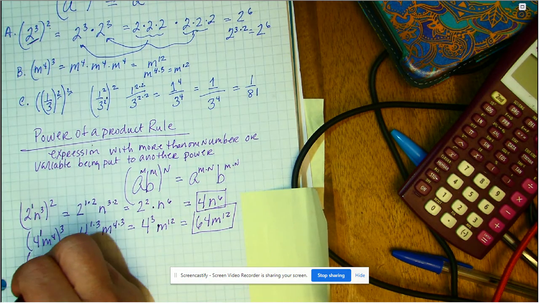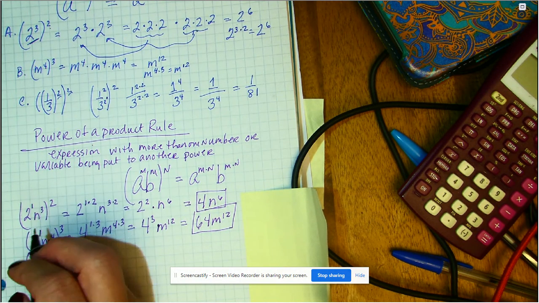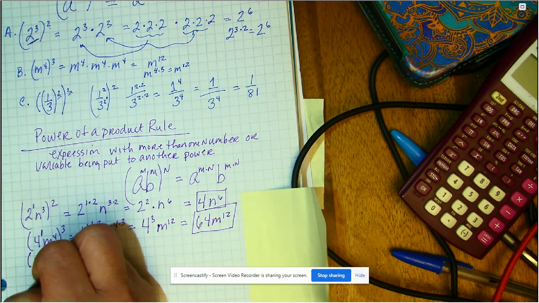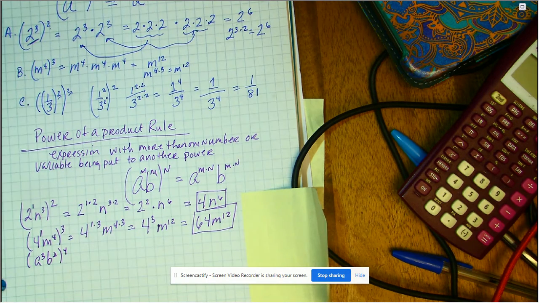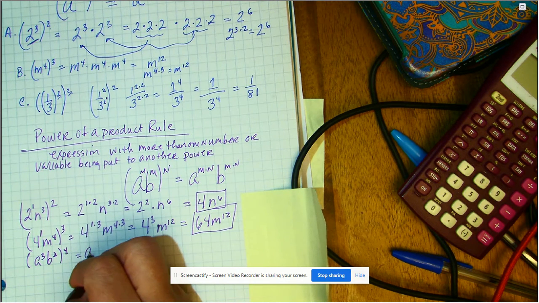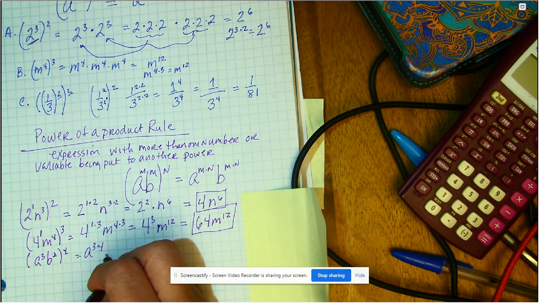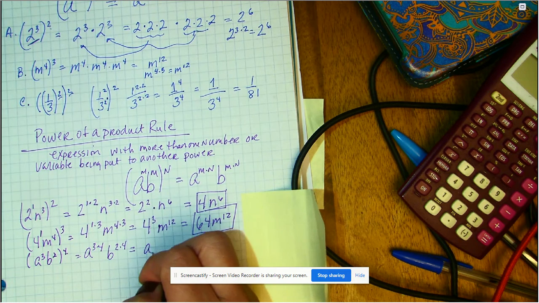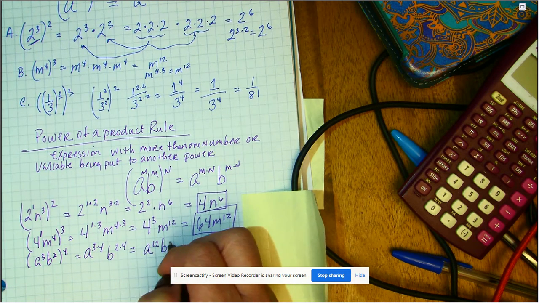Now what if I had a cubed b squared to the 4th? This 4 has to apply to both of them. So a to the 3 times 4 and b to the 2 times 4. That gives me a to the 12th, b to the 8th.